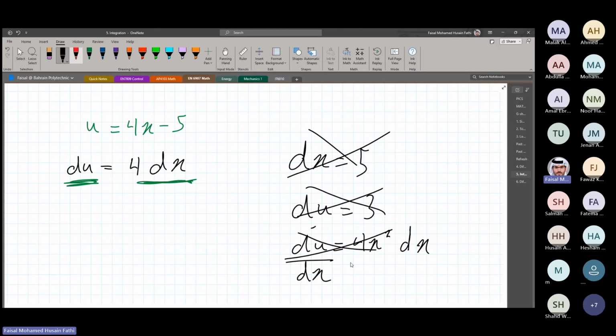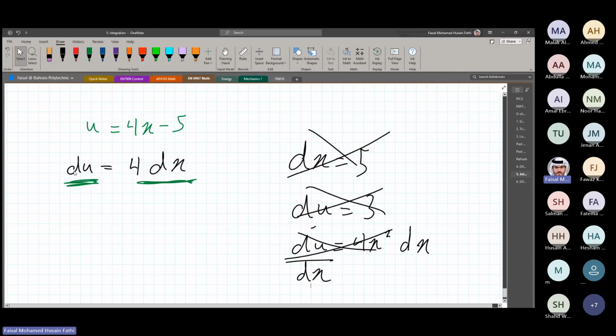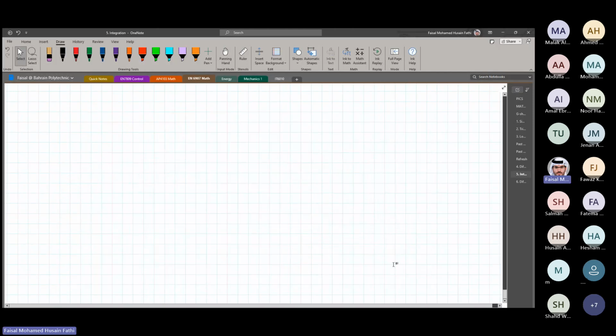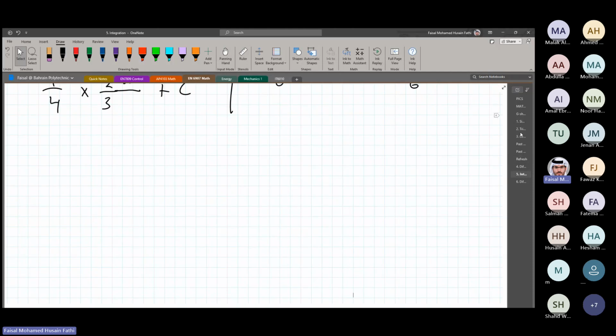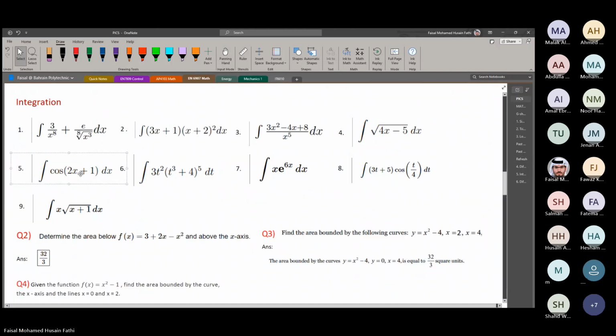I don't know how the teachers are, but make sure you understand the concept that in calculus, you cannot have a change with respect to nothing. This is simply saying we are changing the variable u with respect to, I don't know, nothing. So it makes no sense. So make sure you are writing it as du by dx, or du is equal to 4 dx. You will see more of why this is important in differential equations when we are solving. Okay? Let's solve the next question.